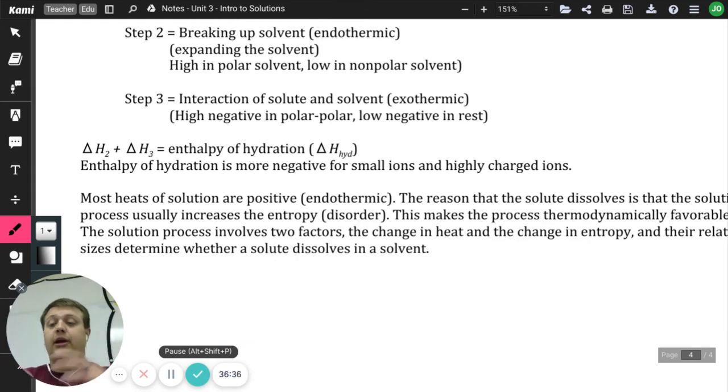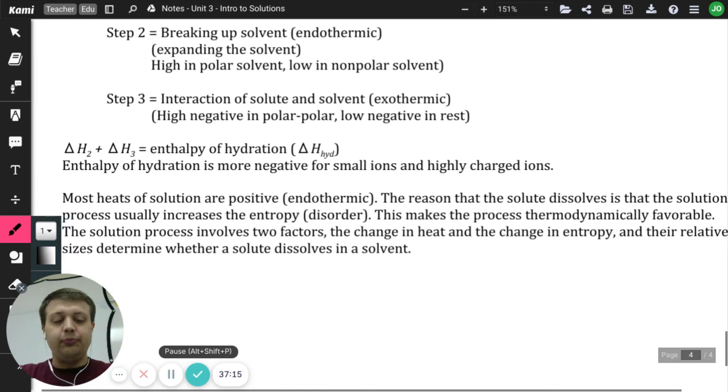Okay, very last thing. Now, this is just a general synopsis of what we talked about here with the change in heat. Most heats of solutions are positive. So in the end, most of the time when we're talking about the change in heat, that delta H of the solution, it's going to be an endothermic reaction. Now, the reason that the solute dissolves is that the solution process usually increases our entropy. So just a part of creating that solution, we're going to be increasing the entropy. And remember, entropy is just disorder. Now, what this does is this actually makes this process what we call thermodynamically favorable.